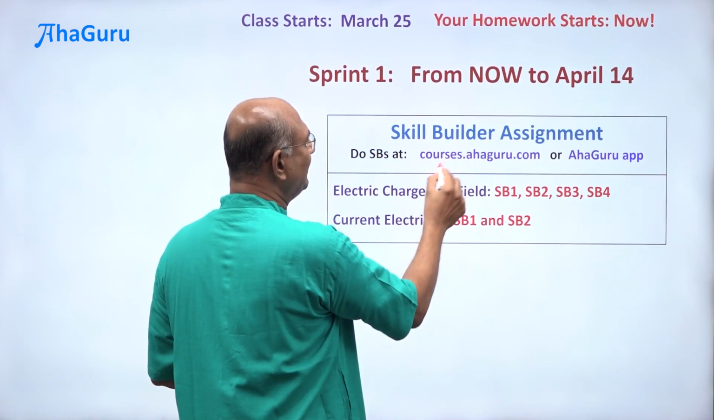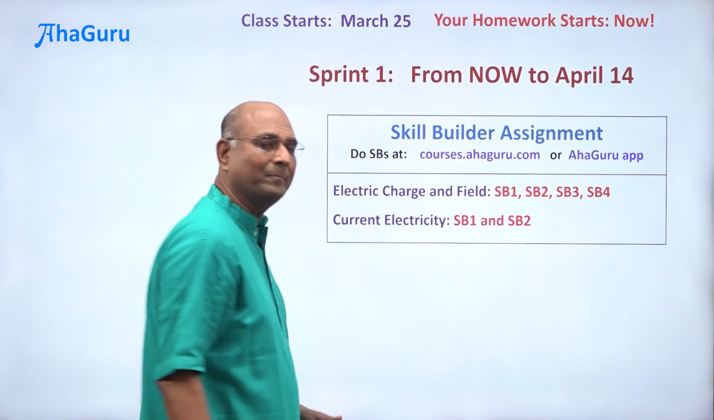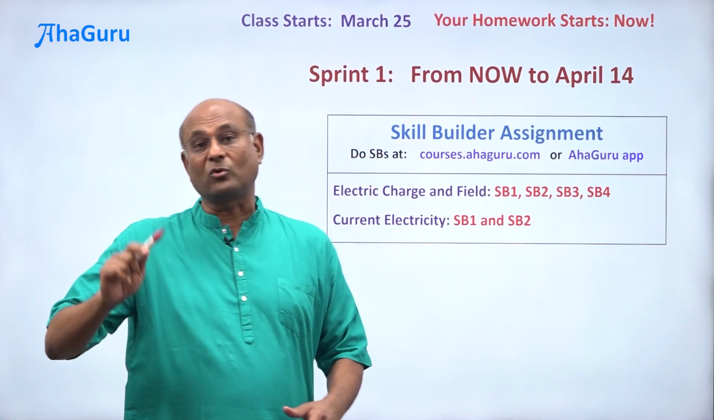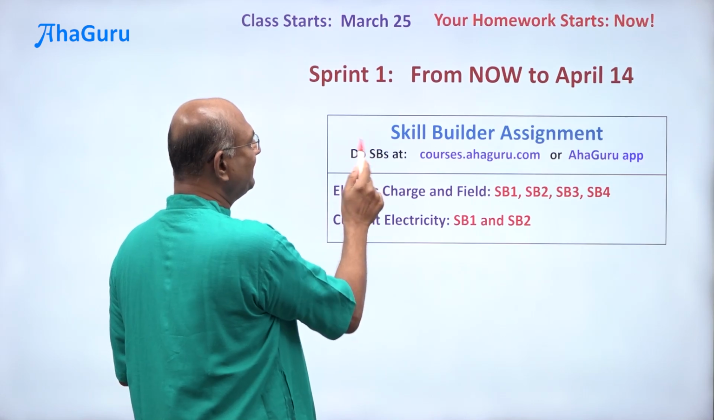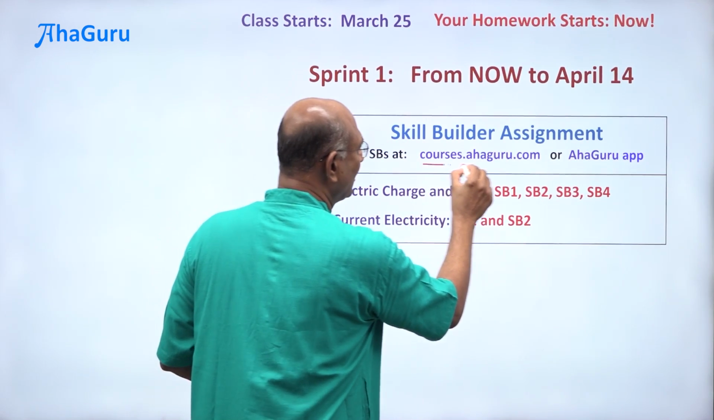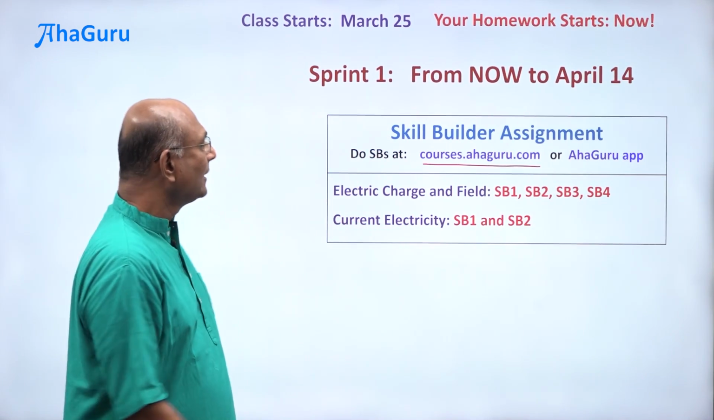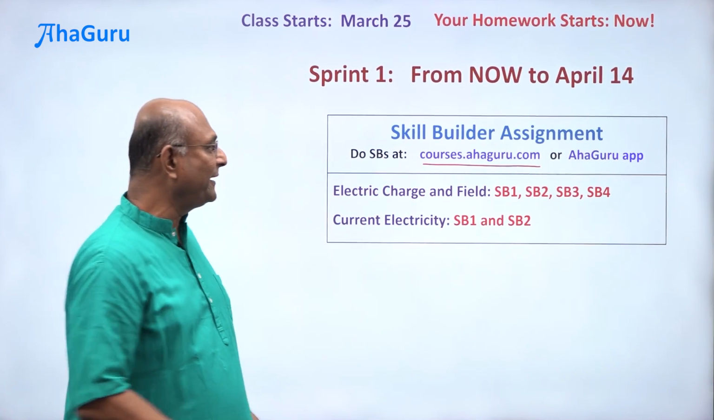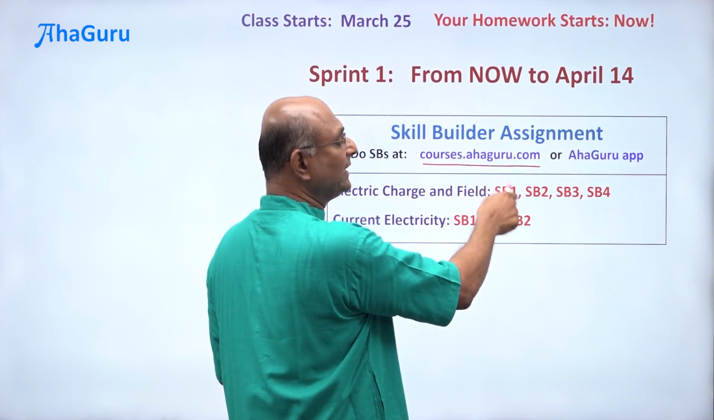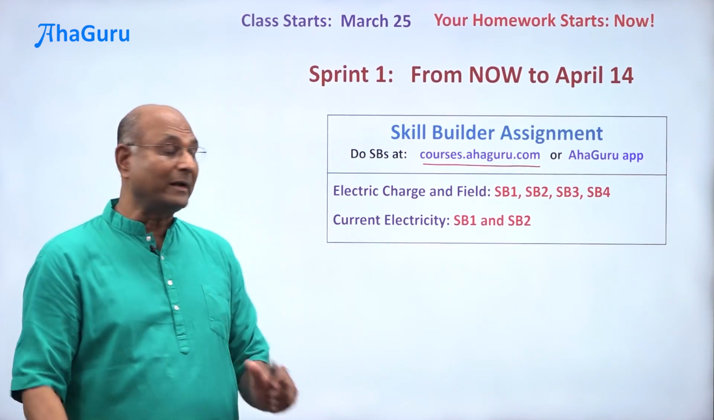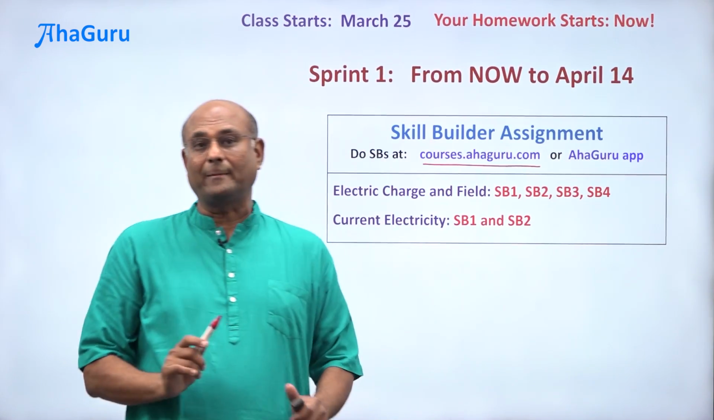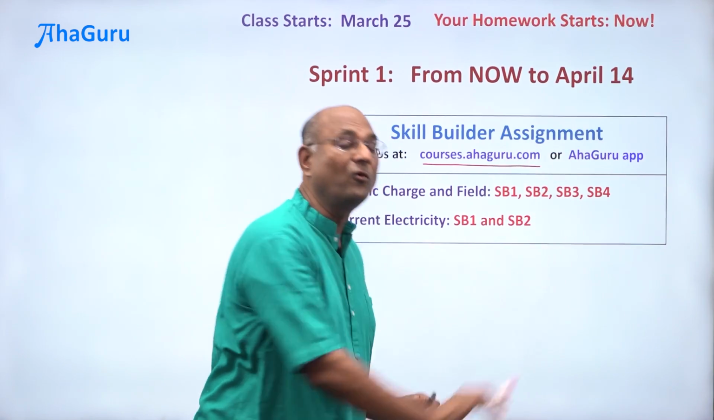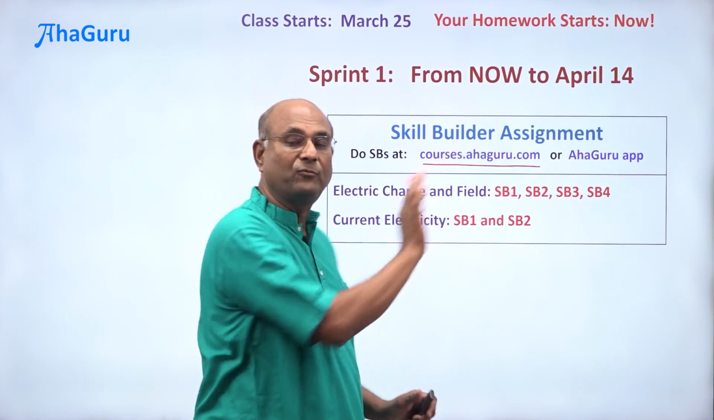The moment I say skill builders, go to courses.ahaguru.com or do it in the AhaGuru courses app. SB basically stands for skill builders. Open this chapter, electric charge and field. You will see SB 1, 2, 3, 4, 5, 6. You don't have to do 5 and 6 for sprint 1. Do 1, 2, 3, 4 only.